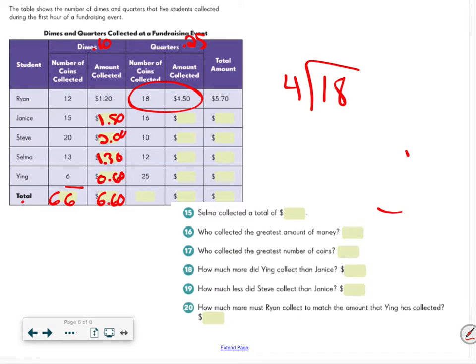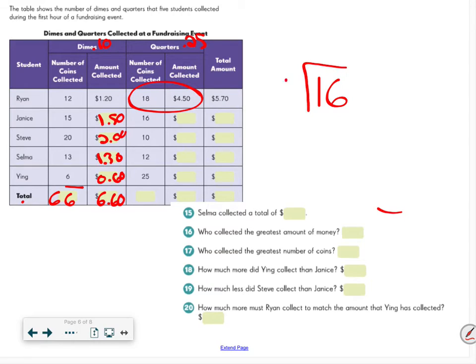Well, 4 times 4 gets me to 16, and I have a remainder of 2. That 2 means I have a remainder of 2 quarters, and 2 quarters is 50 cents, so I have $4.50, which is how they got that. Now I can try it for 16.